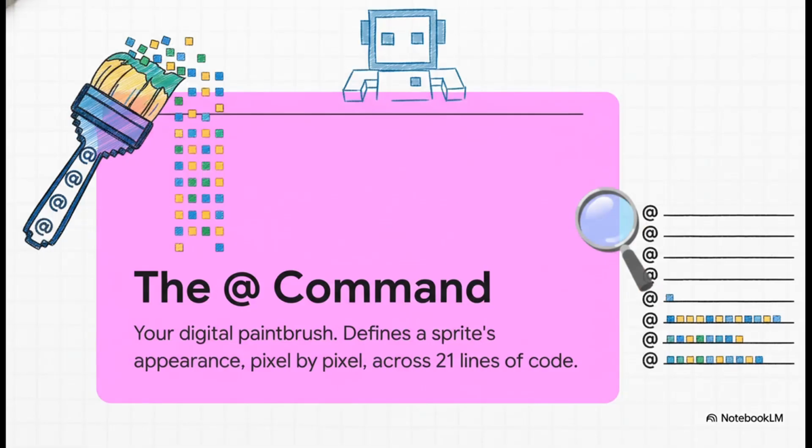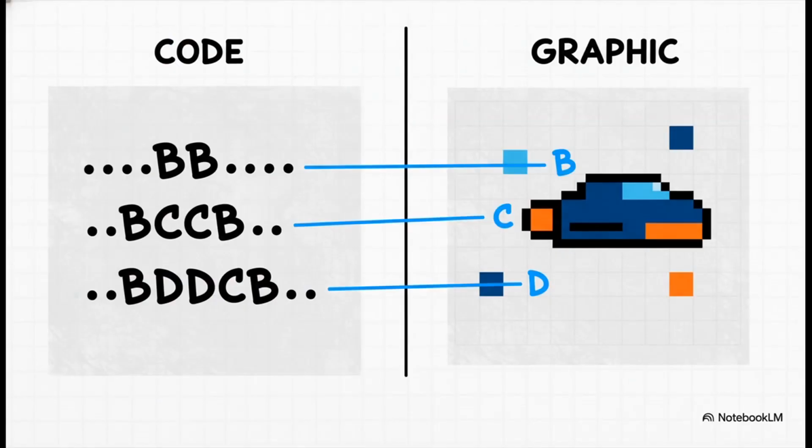So how do we actually draw? Well, meet your digital paintbrush, the @ command. To make your character, you're literally just going to write 21 lines of code, and each one is going to start with this @ symbol. Think of every line as one thin, horizontal slice of your sprite, working from the top all the way down to the bottom.